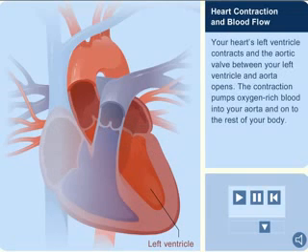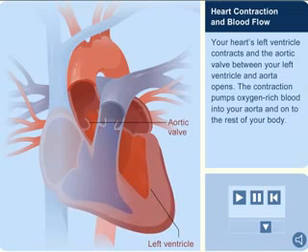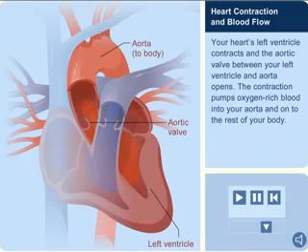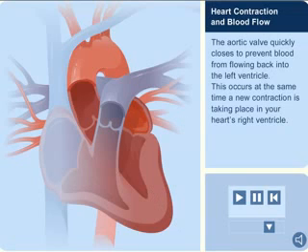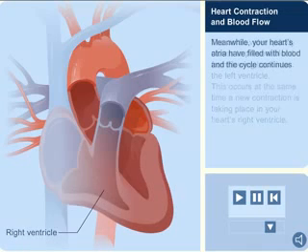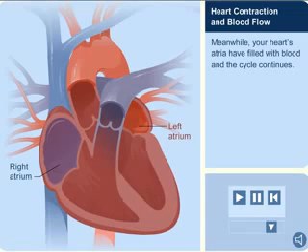Your heart's left ventricle contracts, and the aortic valve between your left ventricle and aorta opens. The contraction pumps oxygen-rich blood into your aorta and onto the rest of your body. The aortic valve quickly closes to prevent blood from flowing back into the left ventricle. This occurs at the same time a new contraction is taking place in your heart's right ventricle. Meanwhile, your heart's atria have filled with blood, and the cycle continues.